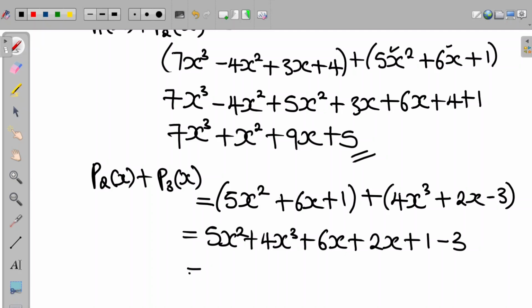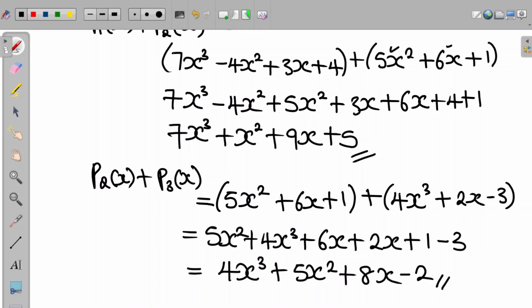So we have it that this is 4x cubed plus 5x squared. Now 6x plus 2x is plus 8x, plus 1 minus 3 is minus 2. So we have been able to add P2 of x and P3 of x.